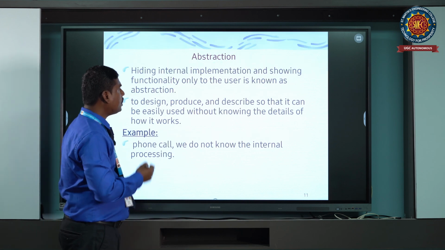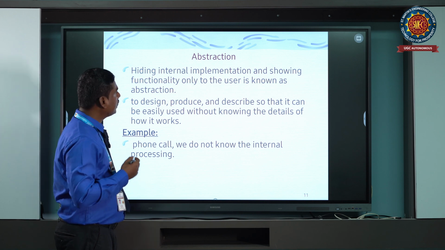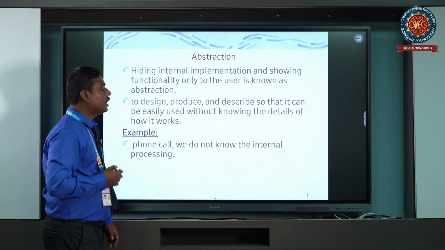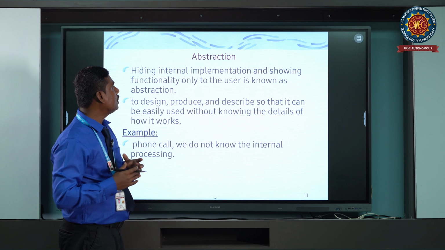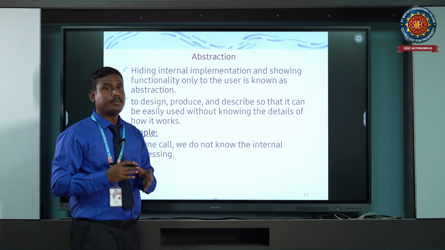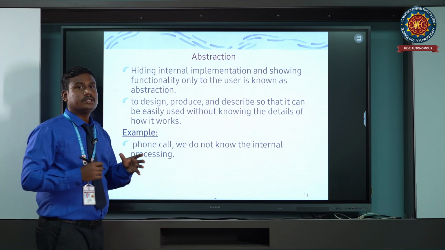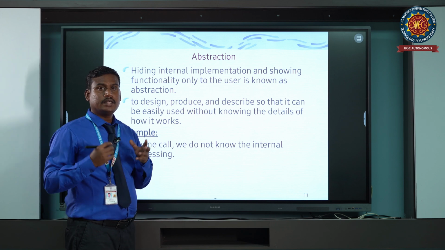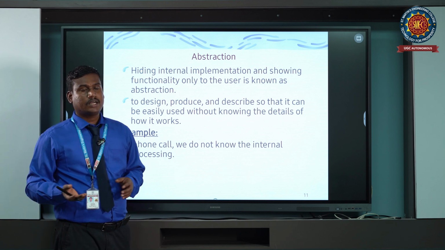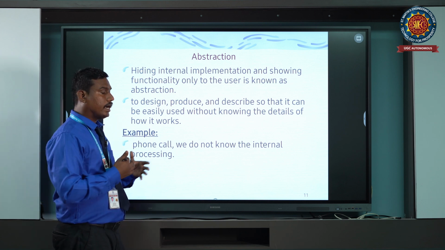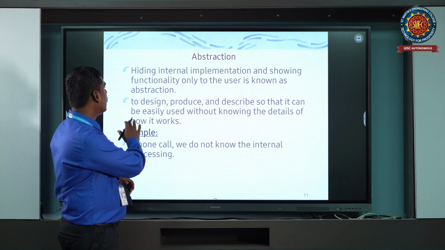Next one is abstraction. What is abstraction? Hiding internal implementation and showing functionality only to the user is known as abstraction. We don't show what happens inside the process. We collect only the needed information and leave the other information. That is called abstraction.